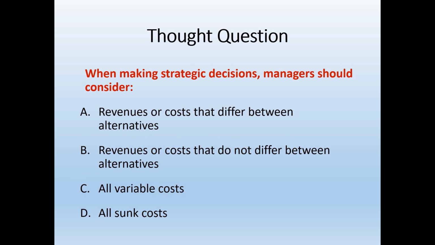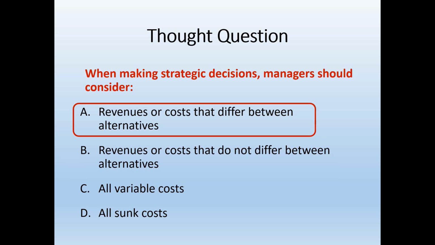When making strategic decisions, should managers consider revenues or costs that differ between the two alternatives? Revenues or costs that do not differ between the two alternatives? All variable costs or all sunk costs? That's right. Managers should consider all of the revenues or costs that differ between the alternatives.